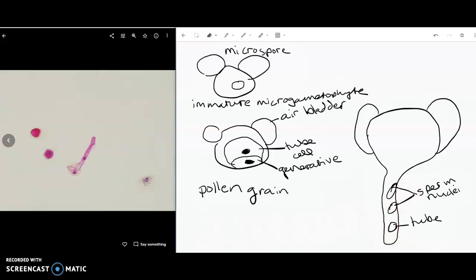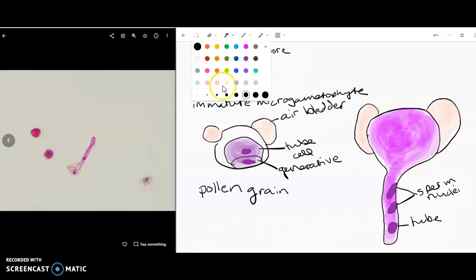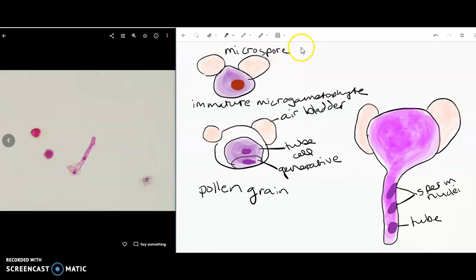Okay, I'm going to add some color and then we're finished. Alright, I've added a little bit of color, so now let's label the ploidy here. So the microspore is haploid. It's already undergone meiosis. And then all of these things are just mitotic divisions of the microspore. So everything is haploid. And this one that has started to grow, it is the mature microgametophyte.